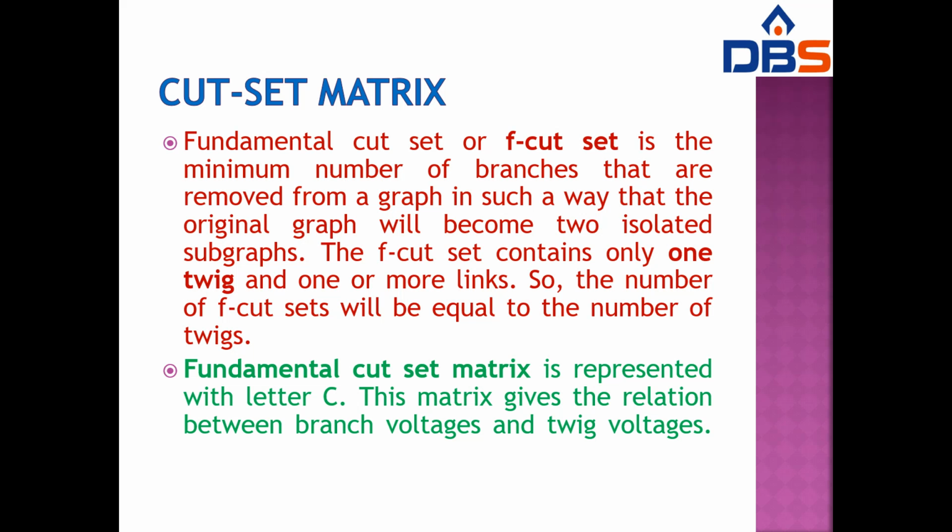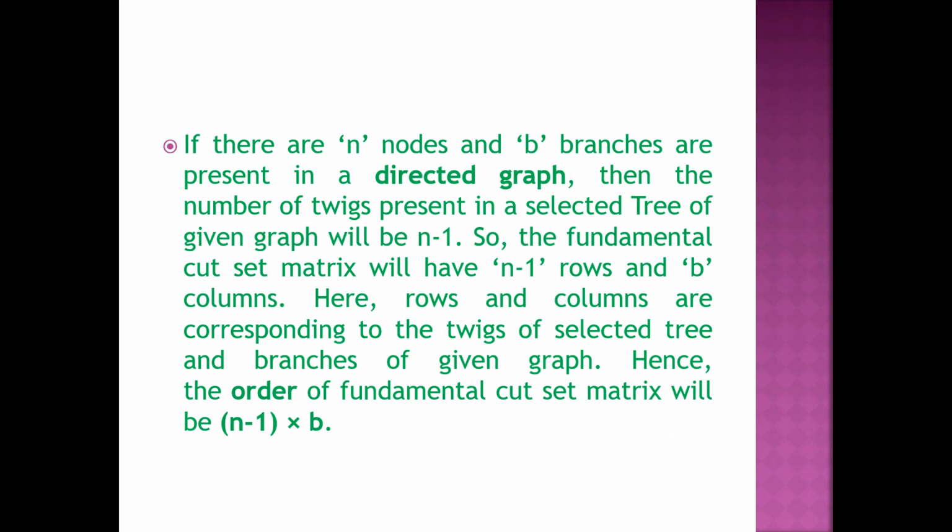So the fundamental cut-set matrix is represented with the letter C. This matrix is a relation between branch voltages and twig voltages. Branch currents and link currents is nothing but the tie-set. Branch voltages and twig voltages is nothing but the cut-set matrix.